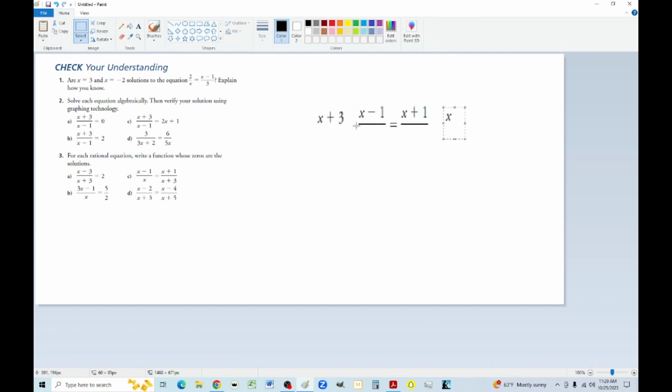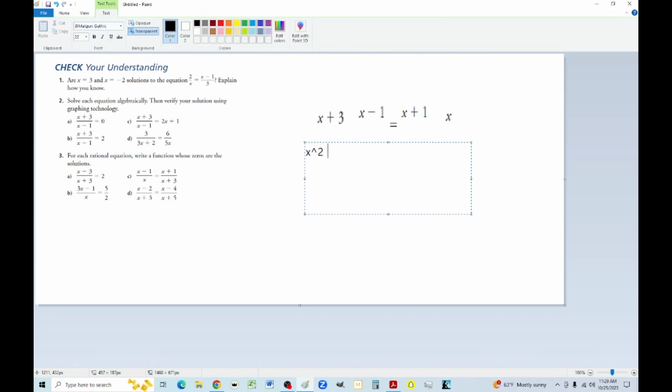So again, we're going to cross multiply. Get rid of the line. The right side's an easy multiplication. The left side is 2 brackets times each other. I get x squared minus x plus 3x minus 3 is equal to x squared plus x.